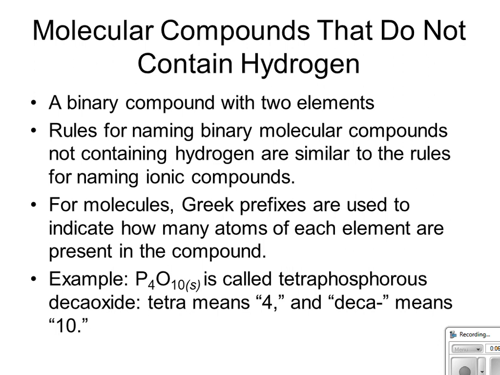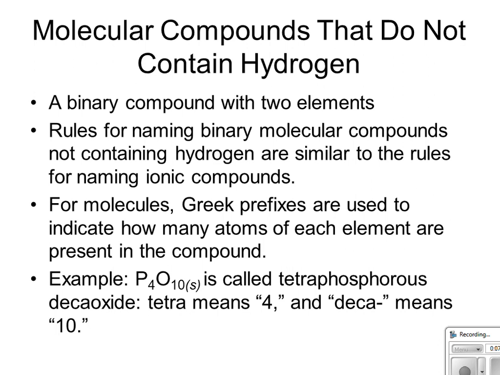Now, dealing with molecular compounds that do not contain hydrogen, so a binary compound is with 2 elements. The rules for naming binary compounds not containing hydrogen are similar to the rules for naming ionic compounds. Again, for molecules though, we have Greek prefixes which are used to indicate how many atoms of each element are present in the compound. And it always starts by naming the first element first, just like we did with ionic compounds, and then the second.